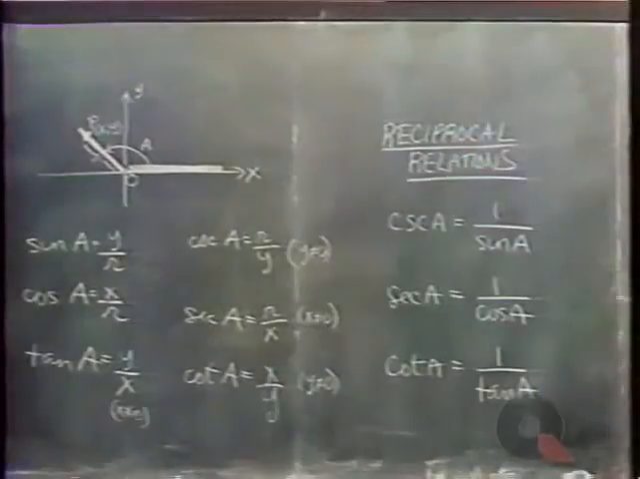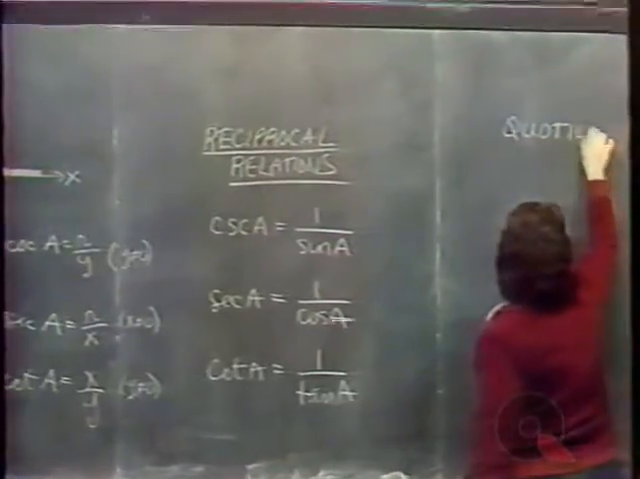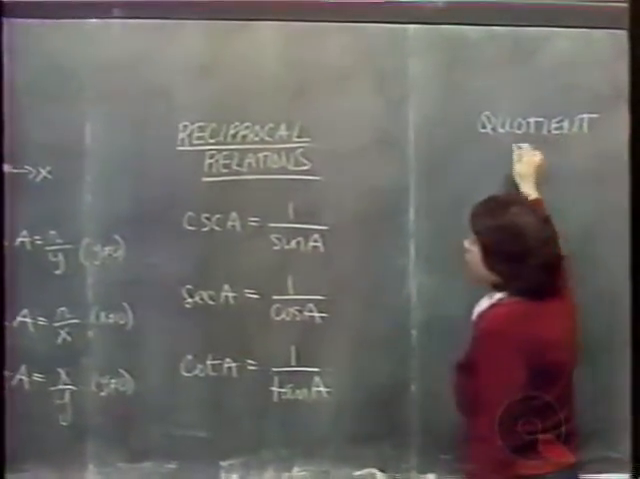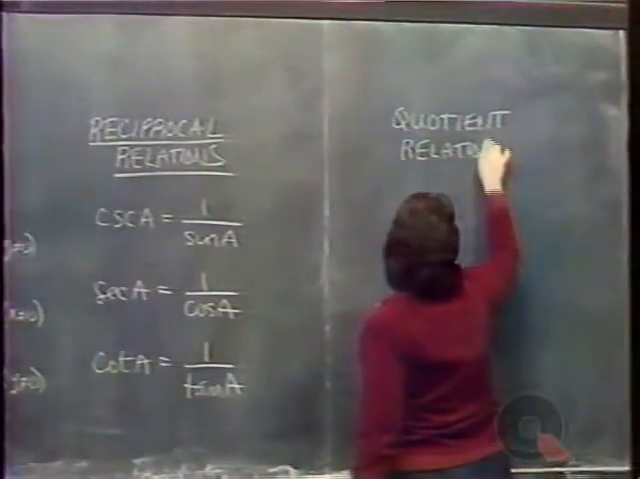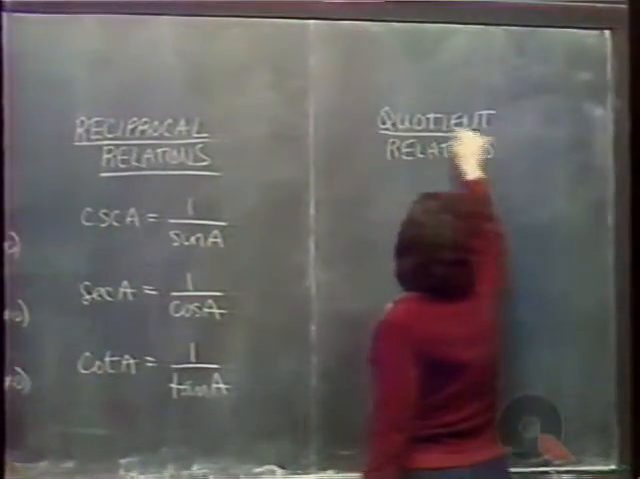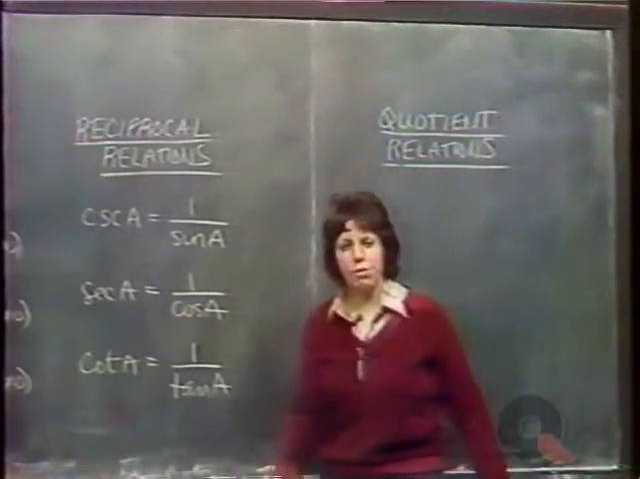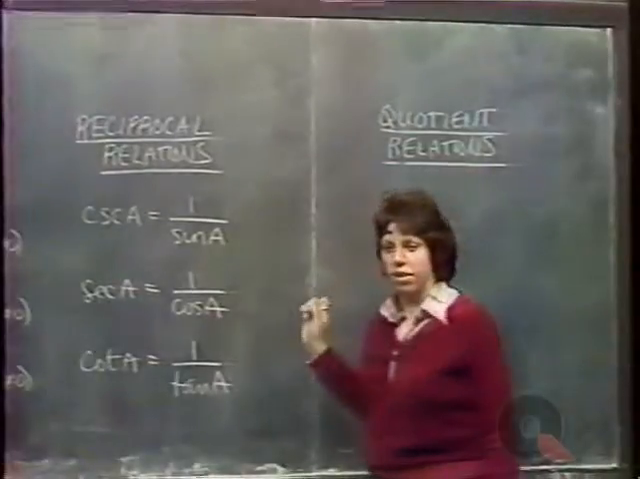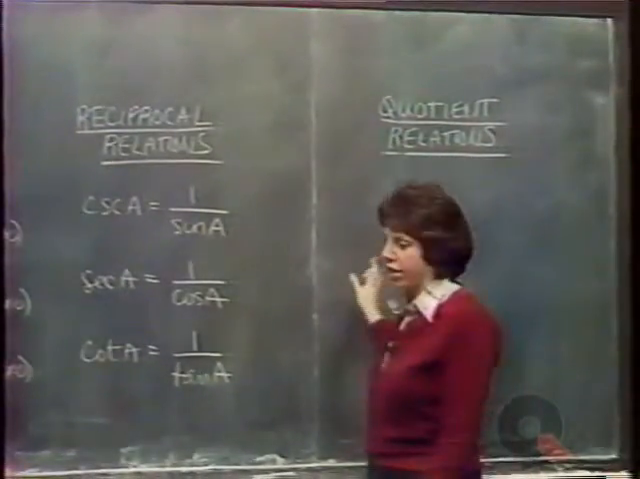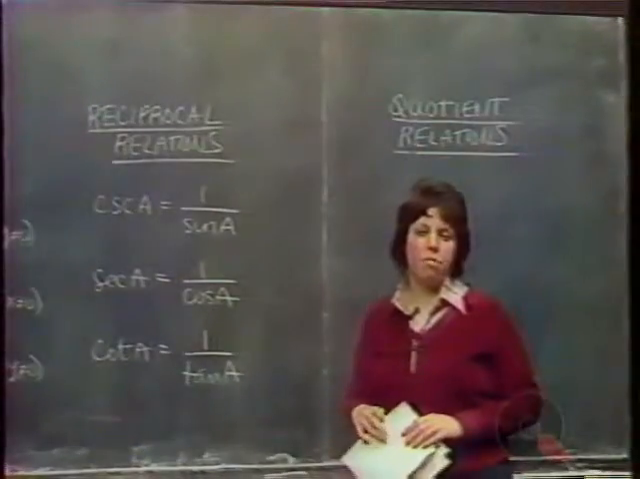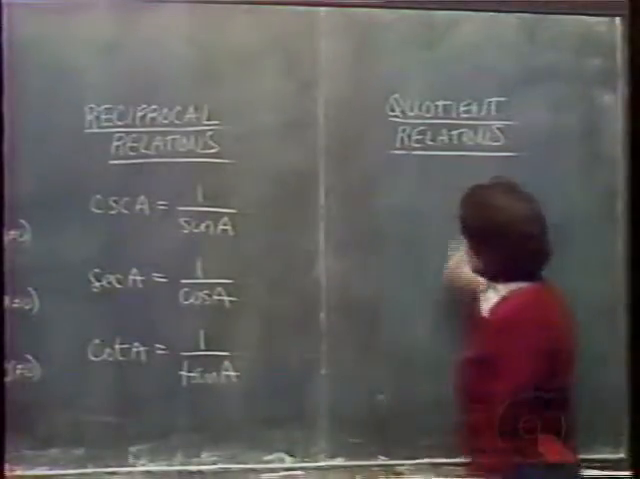The last thing I want to do in this particular videotape is the quotient relations. These are 2 other important relations or identities from trigonometry, which come right from the definitions of the trig functions. By the way, in the next few tapes, we'll be expanding our list of trig identities. We have in this tape the reciprocal and the quotient relations, and in the next few tapes, we'll be getting many more relationships that are important for us, and we'll be learning how to work with them.